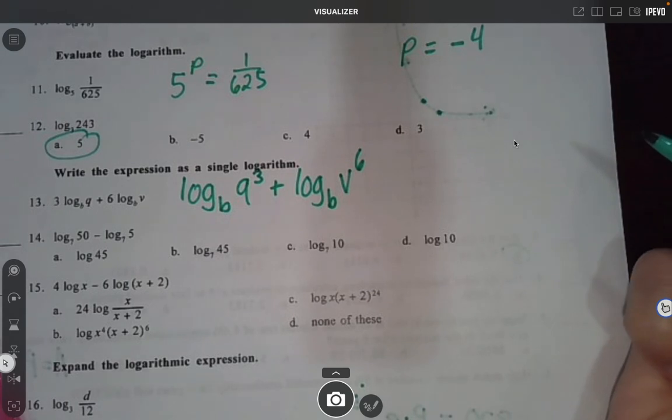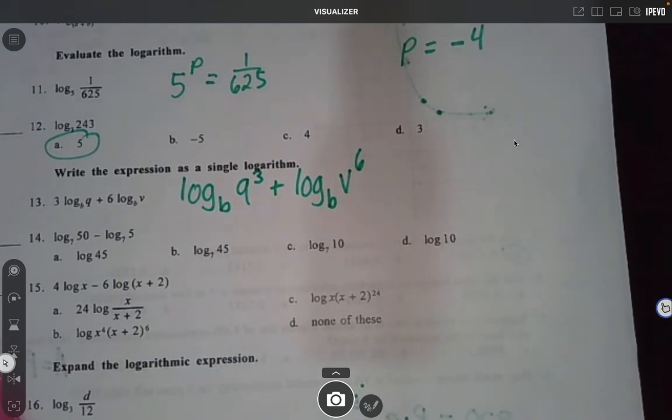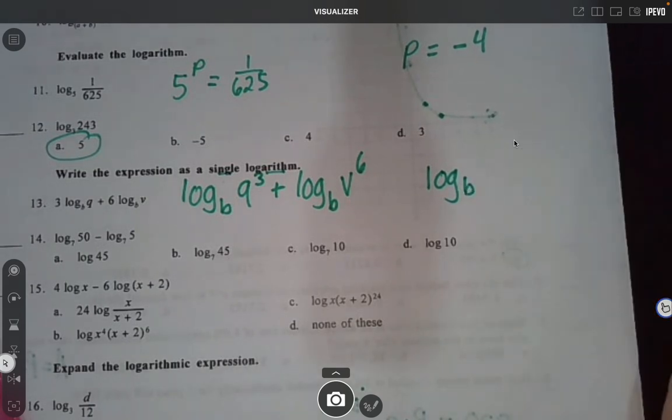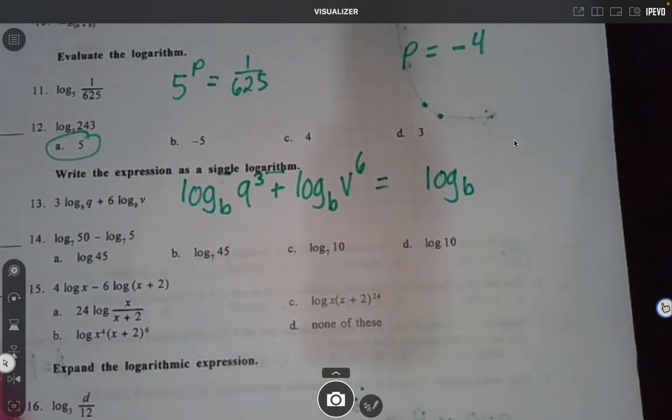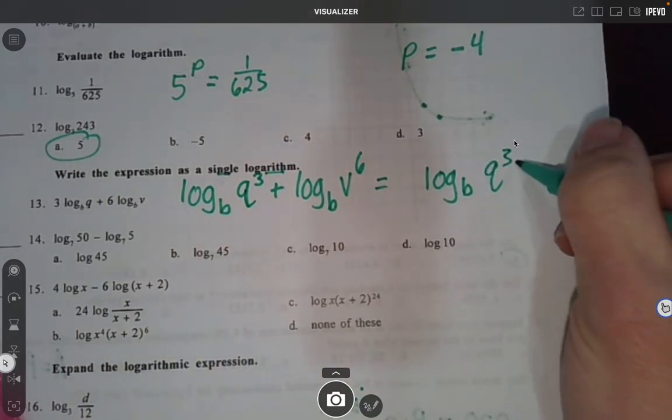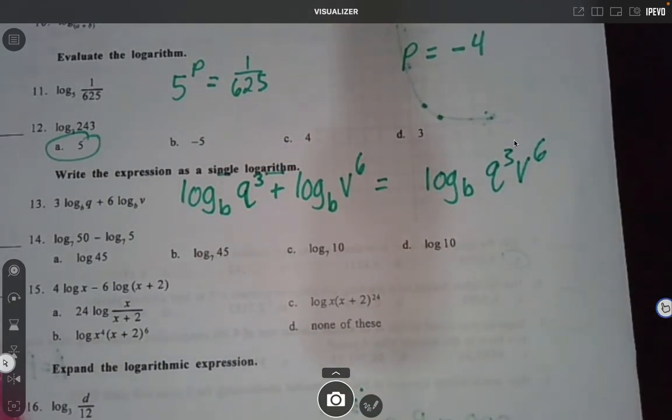Now there's one more step. Does everybody understand? First, we just put it as an exponent. Now we got to combine it to one logarithm. That's what it says. So I just want to write log one time, log base b, and then what do I write? And that's a q. Yep, q to the 3rd, v to the 6th. You multiply them. Okay, that's 13. Number 14 is C, if you're just practicing, but there's not one like that on there. Do I need to do 14? No, okay.